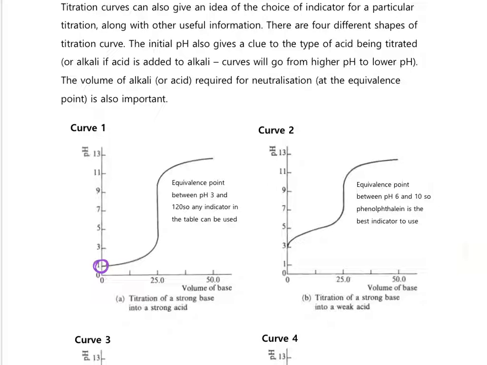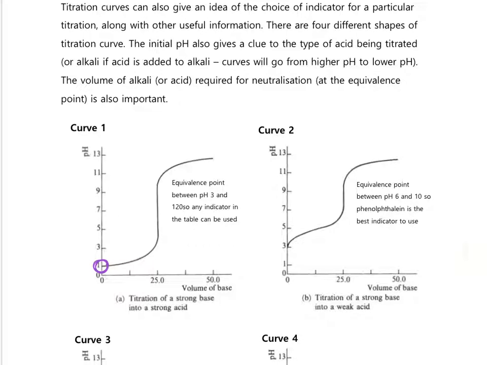You have it initially in there. Yeah. But what's the volume of base that I've added, on the x-axis? Zero, yeah. So how can you have a concentration but nothing added?